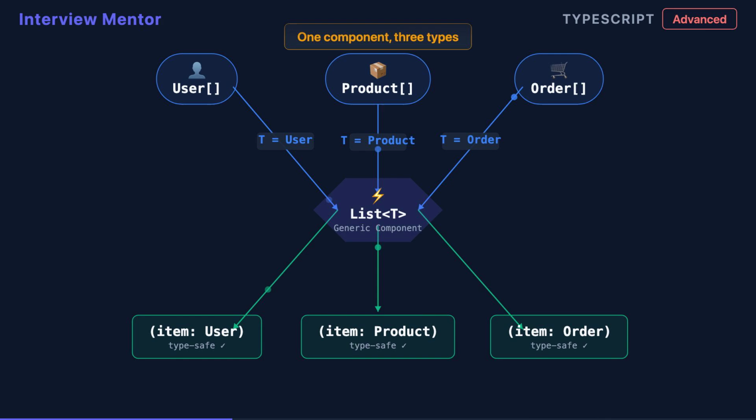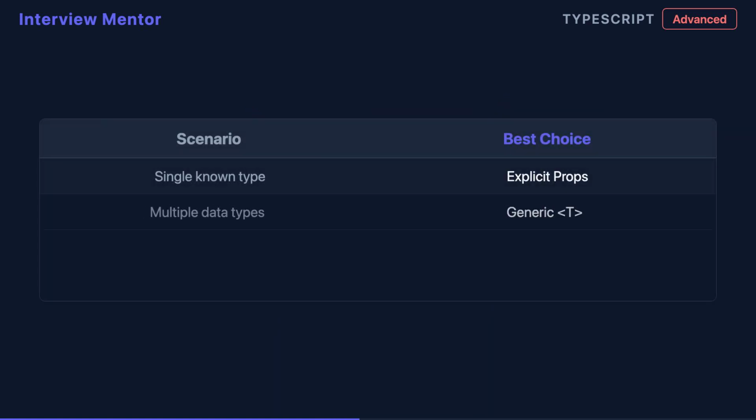Imagine writing separate list components for users, products, and orders. 3 implementations with identical logic. A single generic component handles all of them. The type parameter T slots in wherever the specific type matters, and the compiler enforces it at each call site. Same logic, 0 duplication.